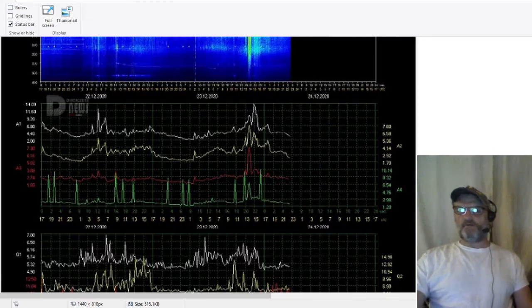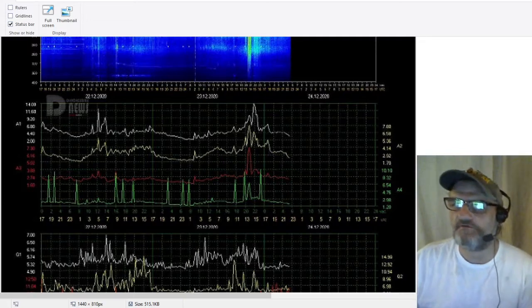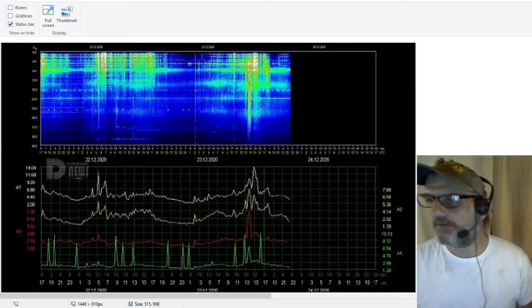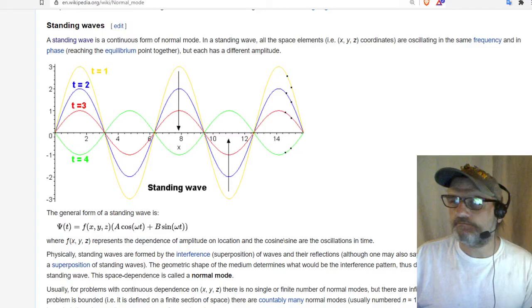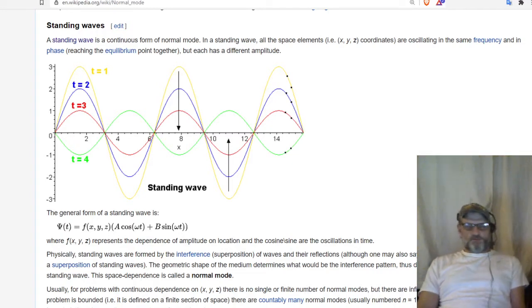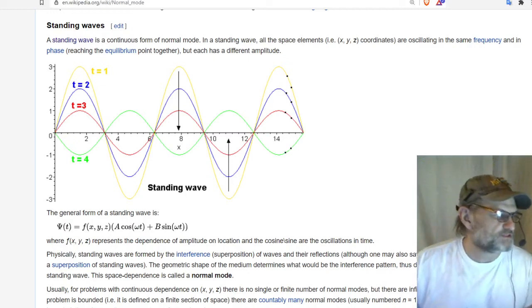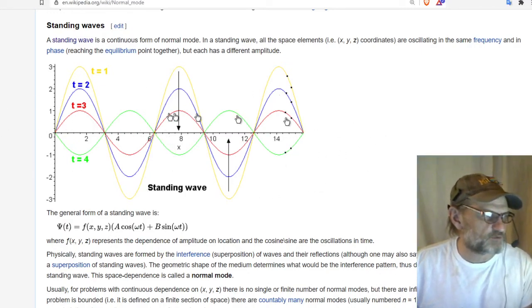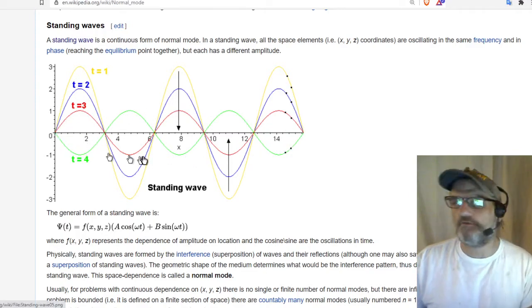A mode. What are the modes? A mode of vibration is characterized by modal frequency and a modal shape. Hold on. Okay, I'm back. So we're not just talking about modes of the waves. We're talking about standing waves. And so that's why I have this picture up here, so you can get a picture of the modes relative to standing waves.